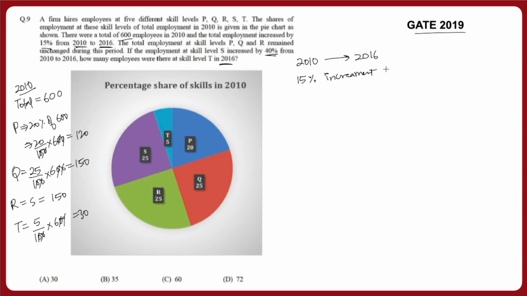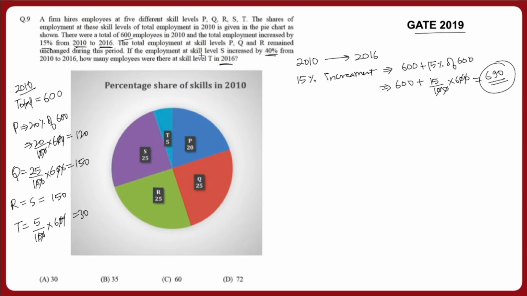So how to do that? Basically the 600 which were already there plus 15% of 600 will be added. So that means 600 plus 15 divided by 100 into 600. If you solve this, 15 into 6 is 90. So that means it becomes 690. So in 2016, the total number of people is 690.